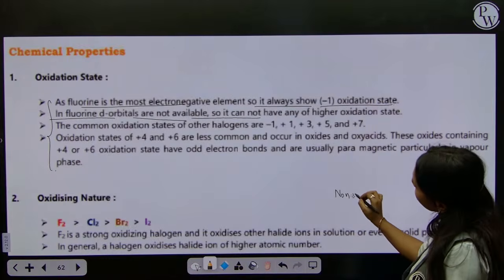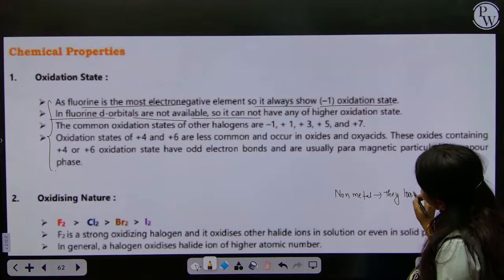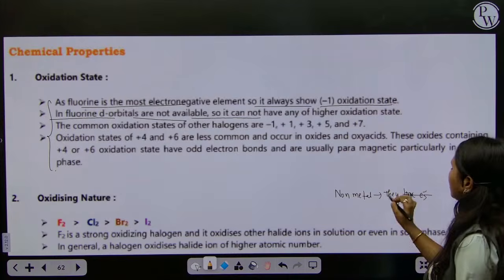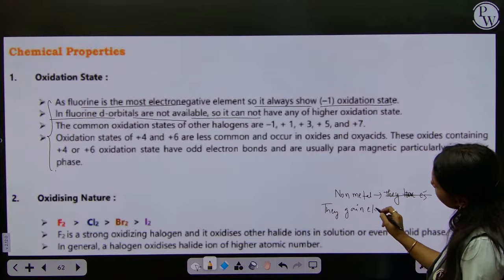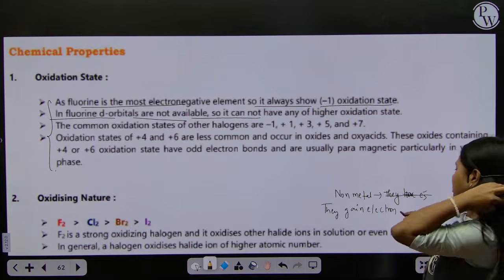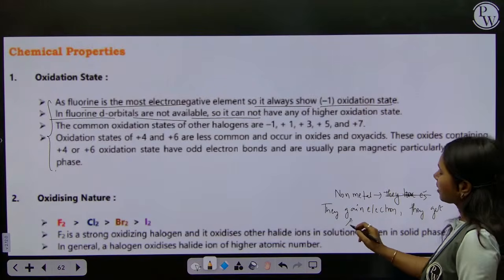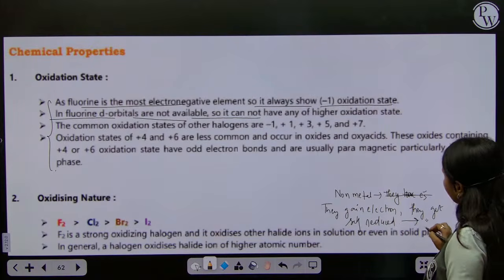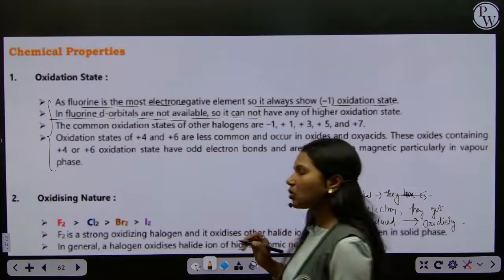Non-metals gain electrons. If they gain electrons, they get reduced themselves. Hence, they work as oxidizing agents.